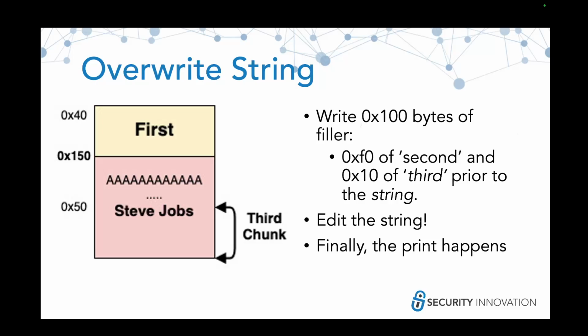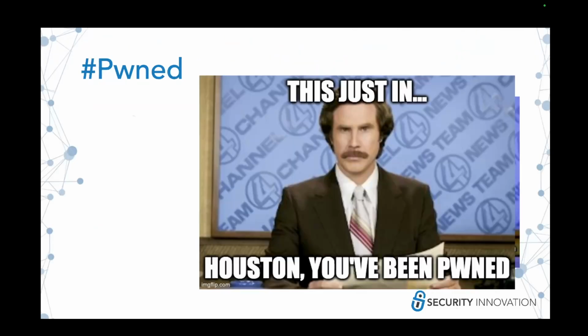At that point, we need to write hex 100 bytes. When I'm thinking about getting to the next chunk of the actual data section, I just always think of the chunk size, because you're doing a plus hex 10 and a minus hex 10. It's kind of annoying, and they counter each other, so you can just ignore that effectively. So finally the print happens, and this in Houston, you've just been pwned. And we got this working, which is really fun.